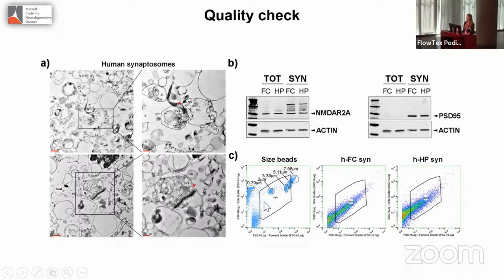Considering the size of synaptosomes goes from 0.5 to 5 micrometers, where the 5 can be either big synaptosomes or small aggregates, we also exclude the big ones because we don't want to risk false results. We want to focus only on synaptosomes. So we gated in order to have around 1 to 5.